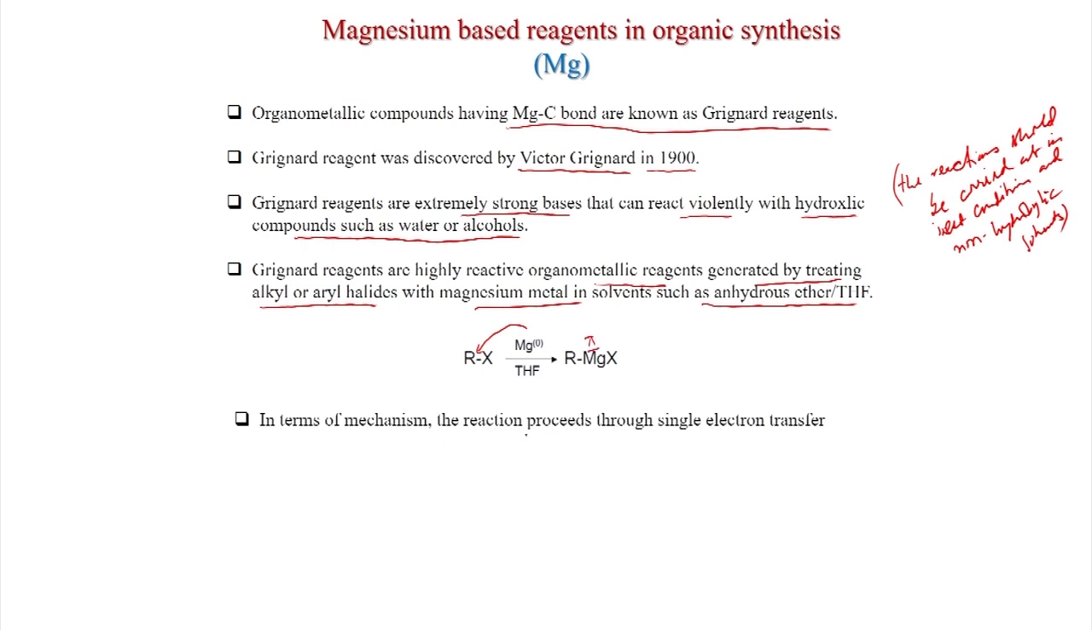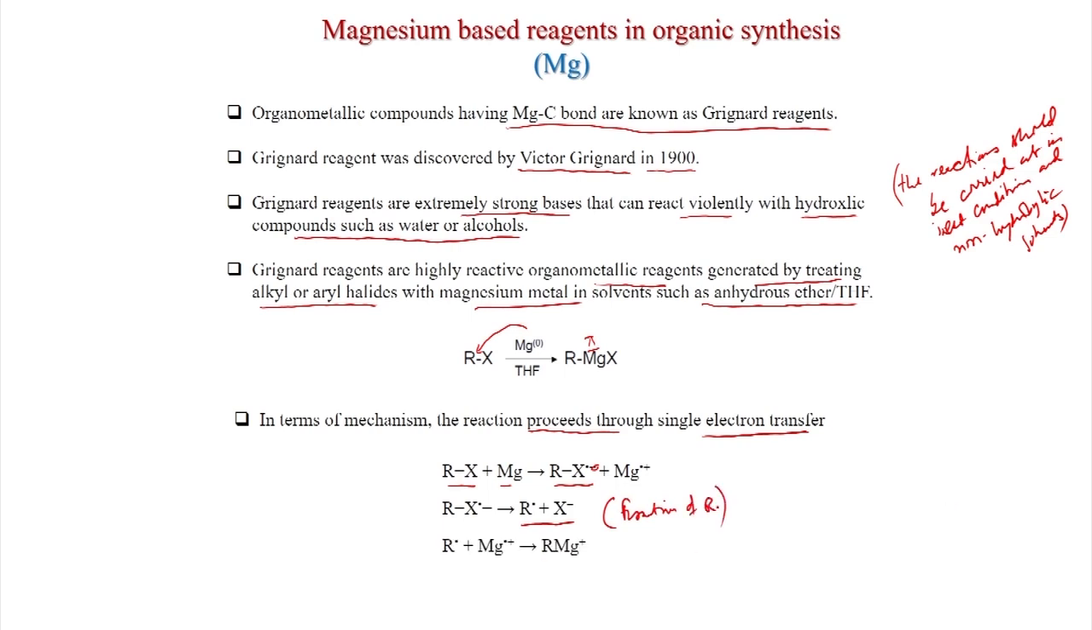In terms of mechanism, the reaction proceeds through single electron transfer. So first what happens, alkyl or aryl halide plus magnesium gives RX radical anion, so this minus is there, and Mg radical cation. So this is the first step, that magnesium becomes Mg dot plus, and now this RX dot minus cleaves, so R dot is formed. So formation of R dot here. So this is vital here.